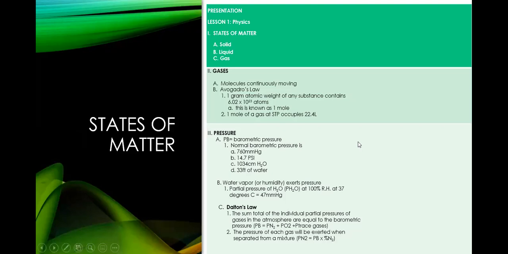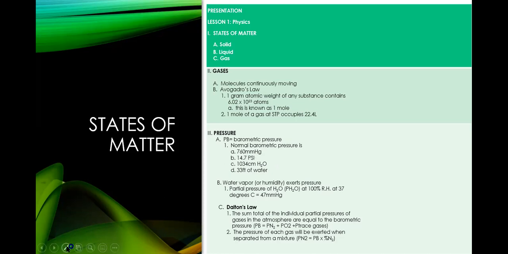barometric pressure, PB. We already said what that was. PB is barometric pressure, and the normal barometric pressure is 760 millimeters of mercury. Now, it's also considered 14.7 psi, or 1,034 centimeters of water, or 33 feet of water. Okay, so normal barometric pressure is all four of those. We mostly talk about the millimeters of mercury, right? But you might get a multiple choice question that asks what's true about the barometric pressure, right? And some of these might be on there. Make sure you add them to your list.